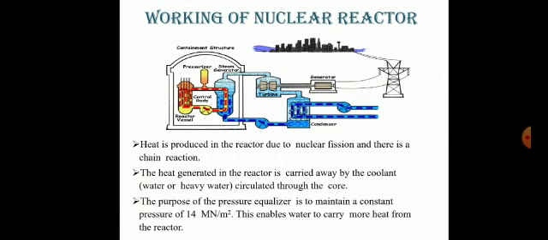The purpose of the pressure equalizer is to maintain a constant pressure of 14 Pascal. This enables the water to carry more heat from the reactor. Here we see the pressurizer which maintains the pressure in the figure. There is a steam generator. The purpose of the coolant pump is to pump the coolant water under the pressure into the reactor core.